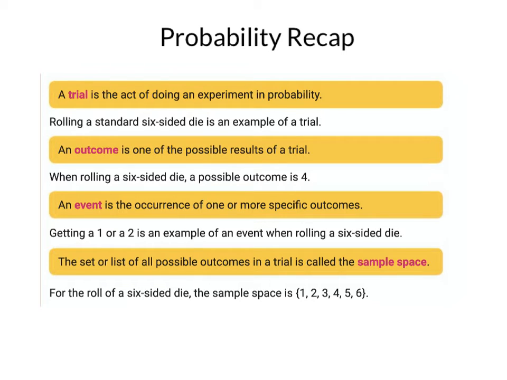And then the final keyword is sample space. So the sample space is a list of all the possible outcomes in a trial. So we've looked at this in more detail before. We did counting, and we would list the sample space using the listing method, a two-way table, or a tree diagram.